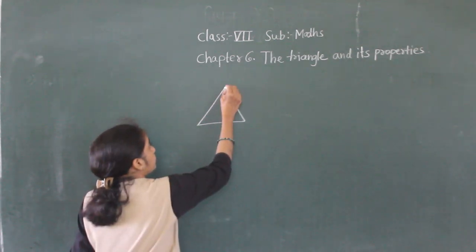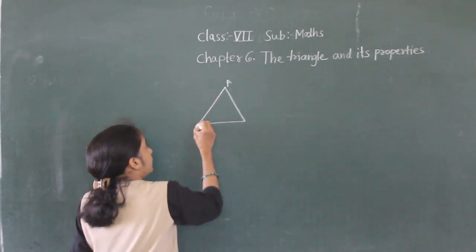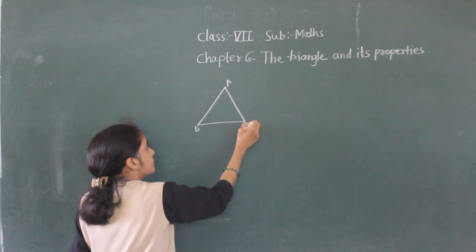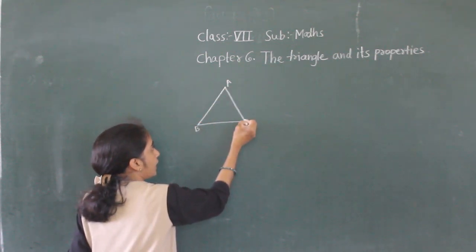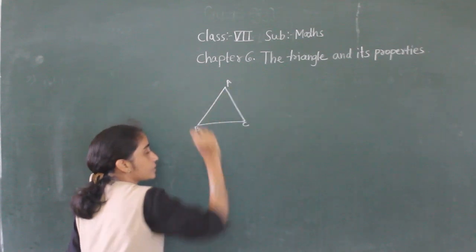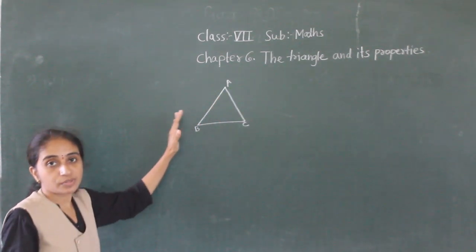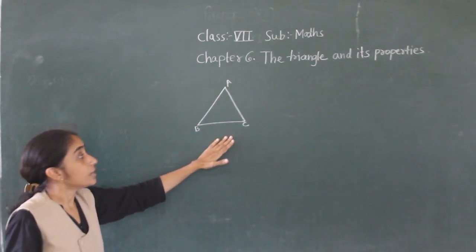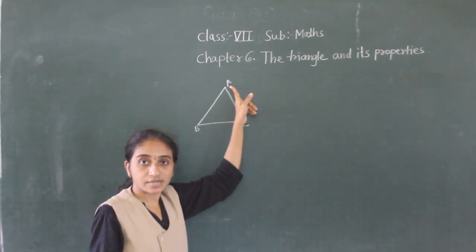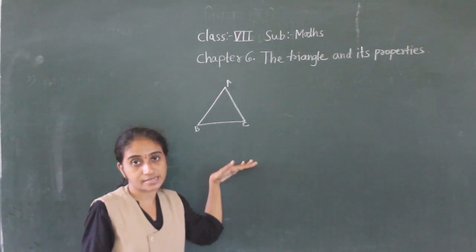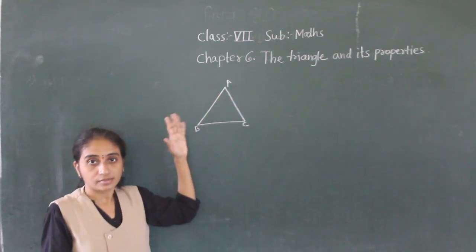See here, A, B and C. A, B is one line segment, B, C and A, C. It is made up of three line segments. Now it has three vertices, three sides, and three angles.